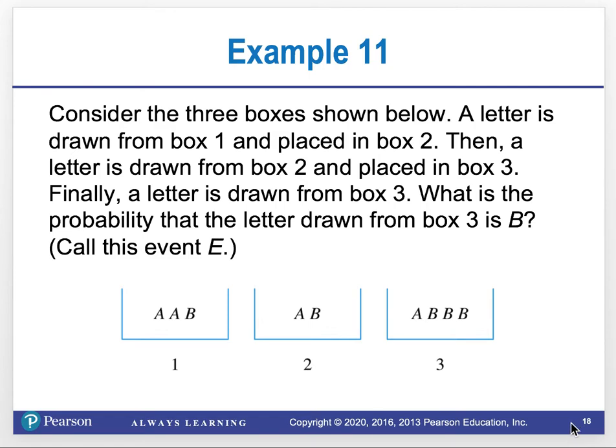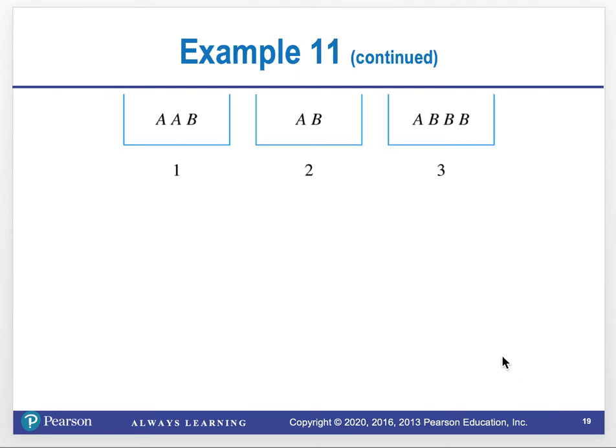Okay, consider the 3 boxes shown below. A letter is drawn from box 1 and placed in box 2. Then a letter is drawn from box 2 and placed in box 3. Finally, a letter is drawn from box 3. What is the probability that the letter drawn from box 3 is B? And then they're going to call that our event.